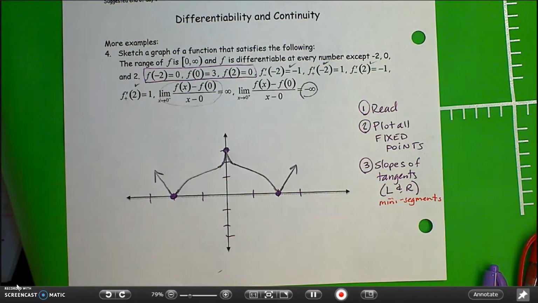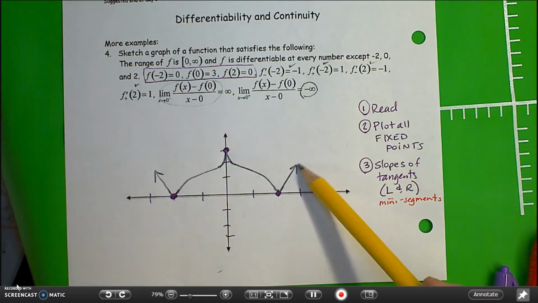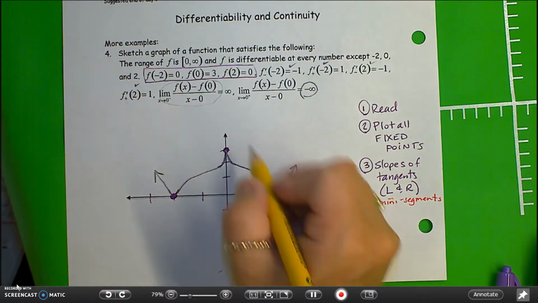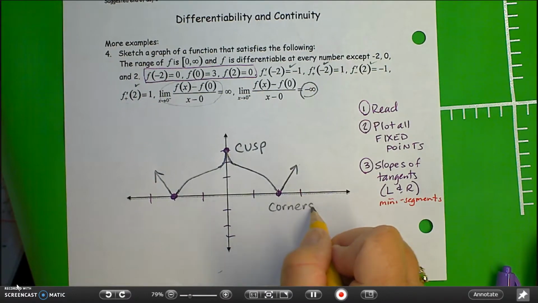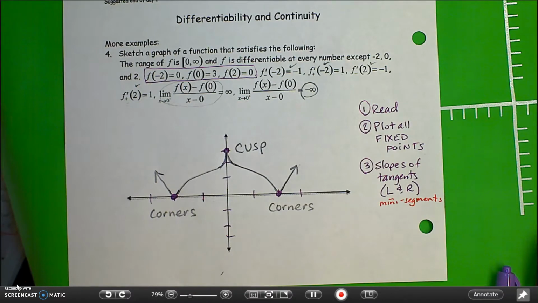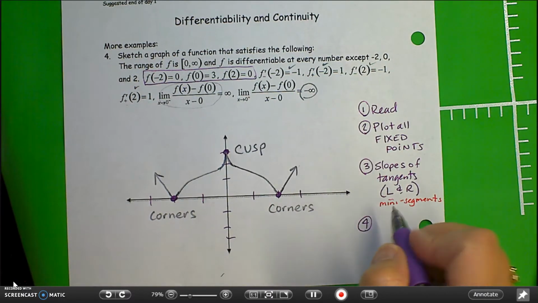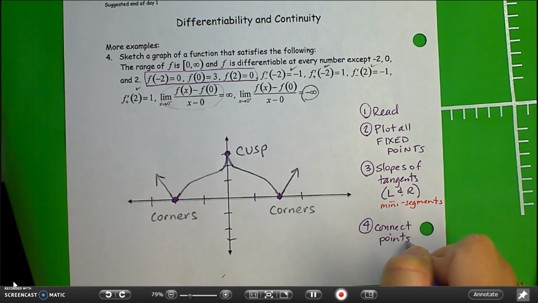And then on these I'll just continue those on. Okay, I want to check the range is 0 inclusive to +infinity, so I know these are going to go on and on forever. Looks good. What do we have here? This is a cusp, and these are corners. So those would be the reasons that those were non-differentiable points. So the final step that we have here, we do our mini segments. We just want to connect the points in a simple fashion.